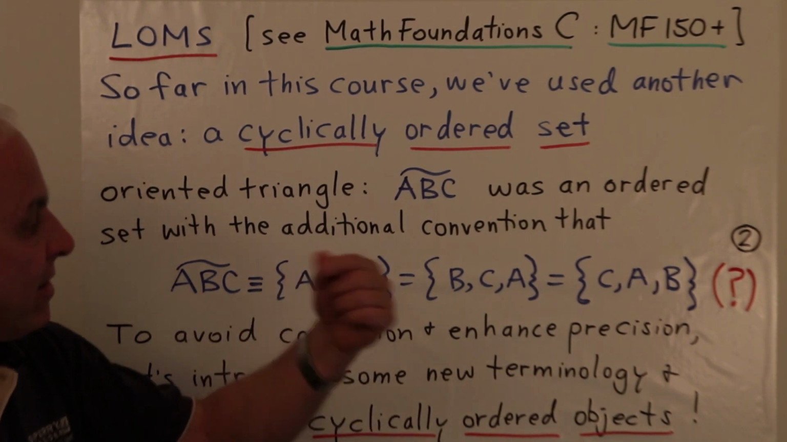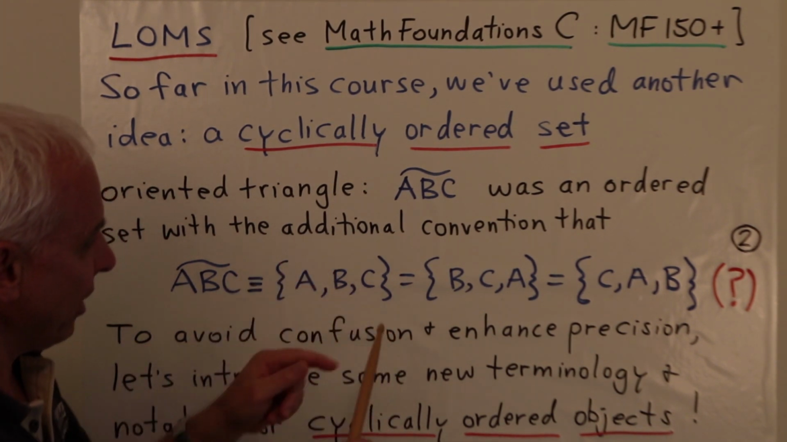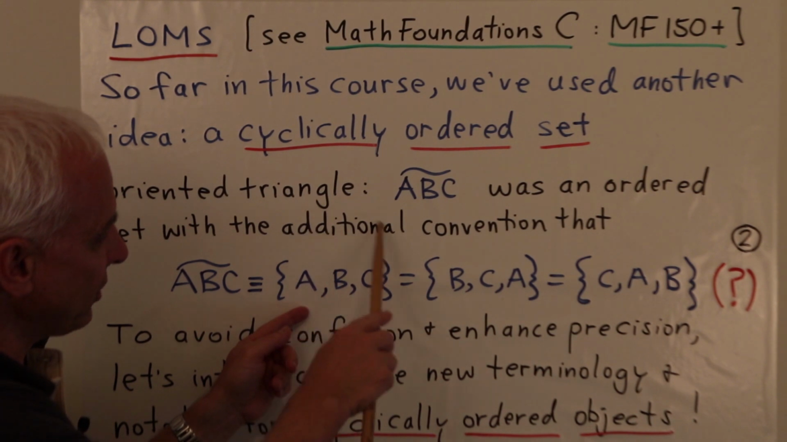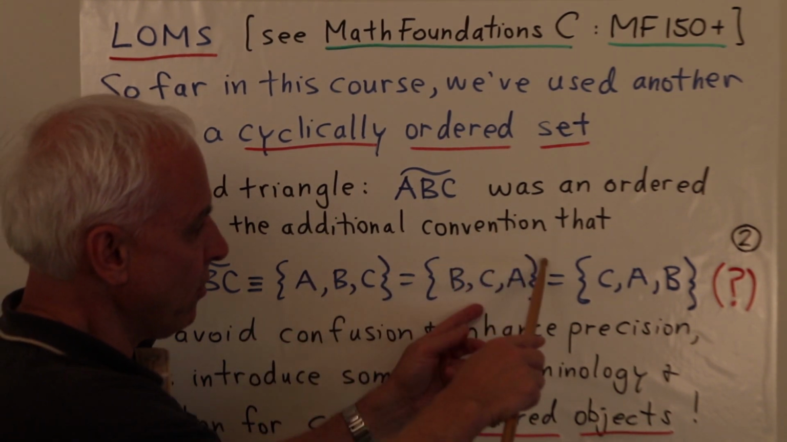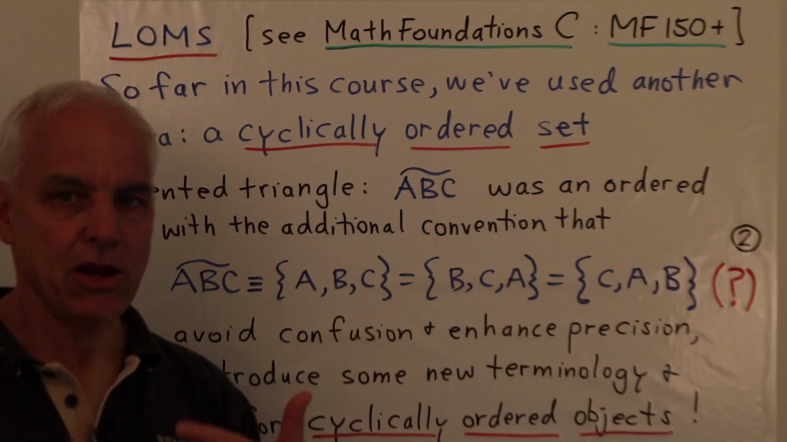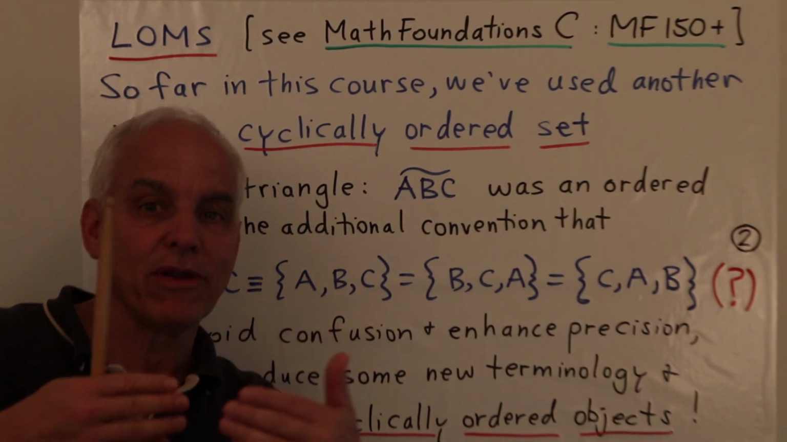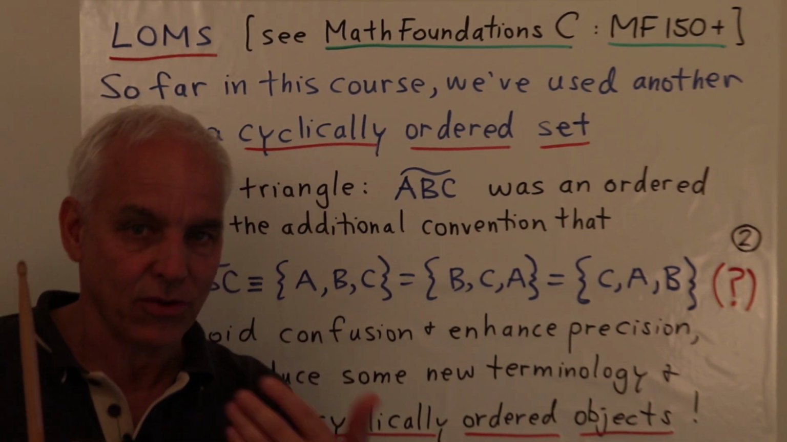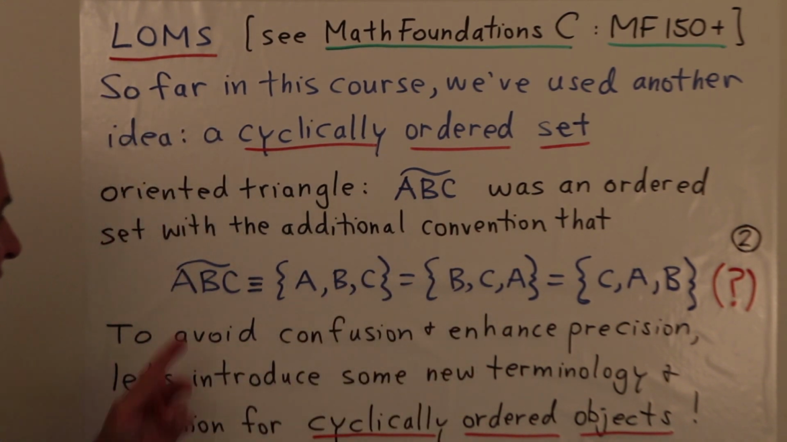But with the added condition, or the added agreement, that if we rotate the elements, if we take the A and move it to the end, you get BCA, or we do it again, take the B and move it to the end and get CAB, then all of these are going to be equal. So there's an order involved, but there's also an equivalence between these 3 different kinds of orders. All of them are captured by this notation here of the oriented triangle.